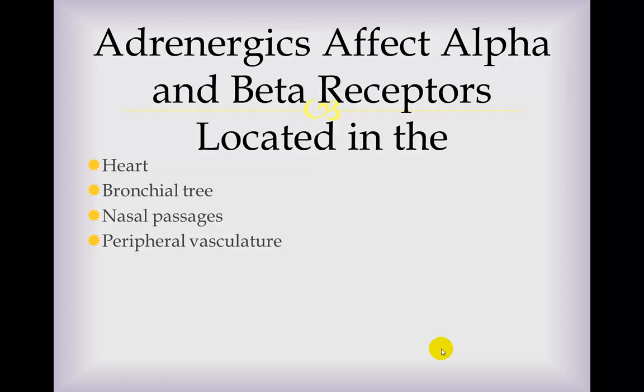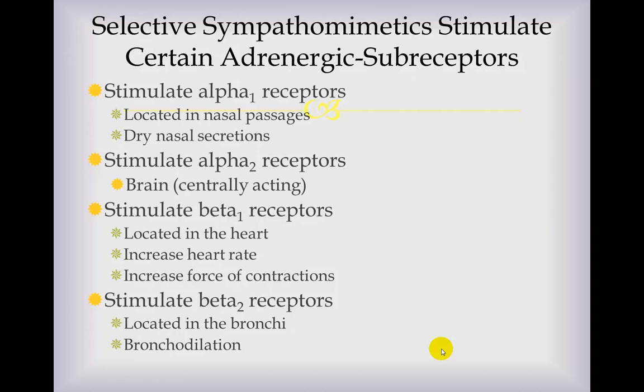So, yes, I'm aware that the heart and the peripheral vasculature are the only two that are part of the cardiovascular system, but the bronchial tree and the nasal passages we're going to address as well. So kind of an overview.